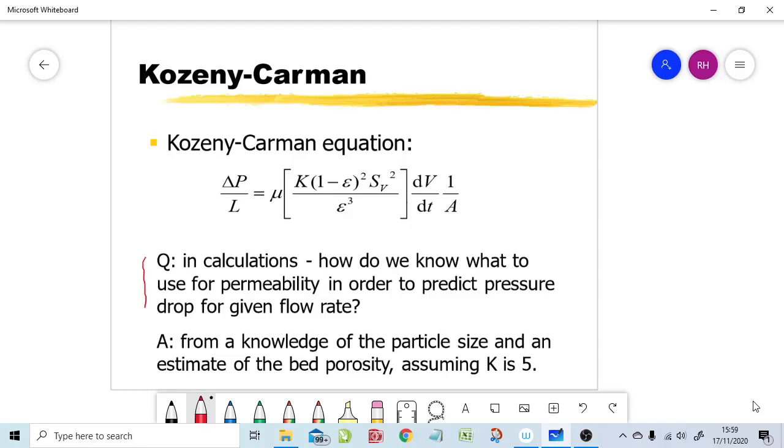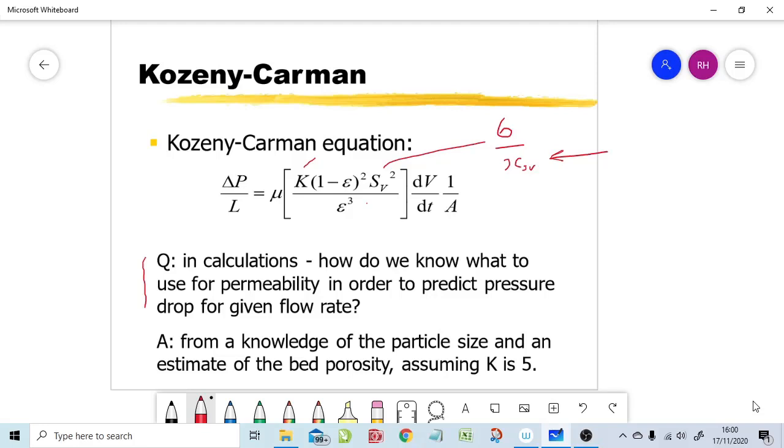Okay, so how do we put some numbers in here? Well, we're going to have to use probably a book value of 5 for the Kozeny constant. Clearly, the specific surface area per unit volume we can relate to the Sauter mean diameter. So that's 6 over x, where x is the Sauter mean diameter, and of course that's all squared. So if we know what the particle size is, or at least the Sauter mean diameter, then we can work out the specific surface.